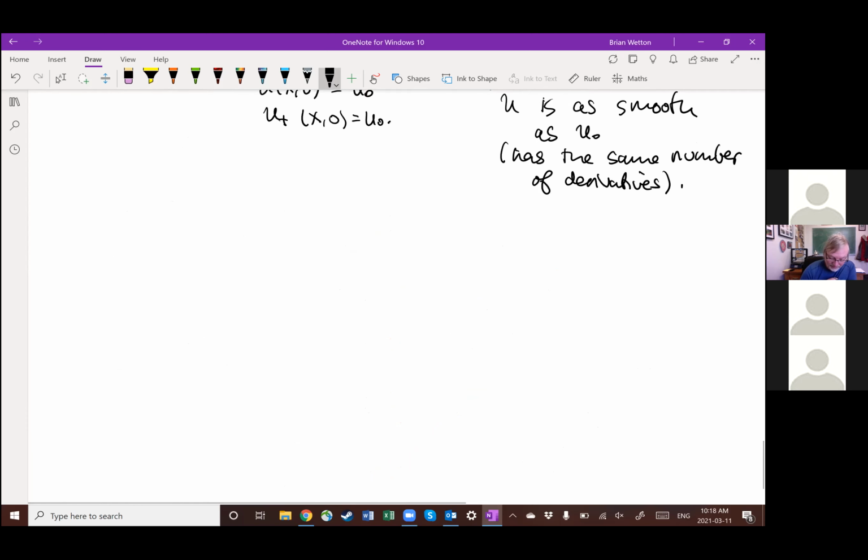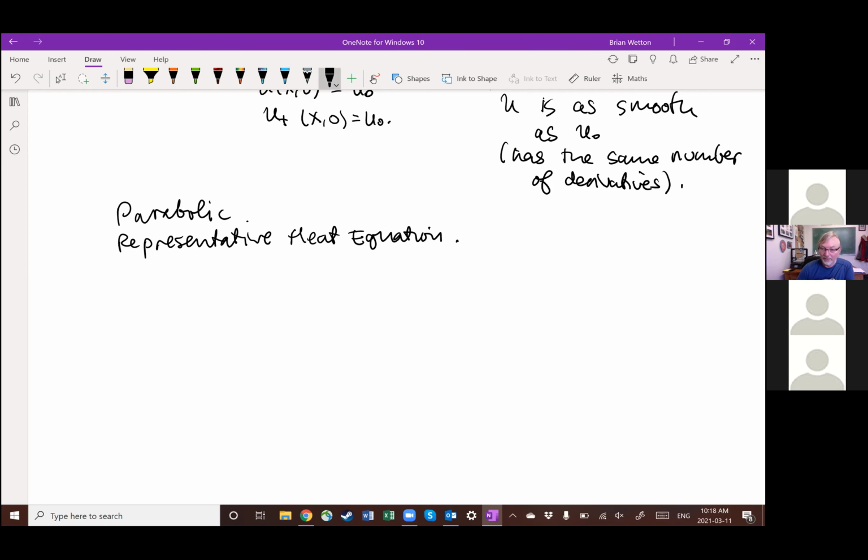And then finally, we have the parabolic. And the representative here is the heat equation. And again, we're going to have the UT is UXX. You do have to give boundary conditions in X if there are boundaries. Let's just think about this infinite space problem, the Cauchy problem. Here I have to give a single initial condition.